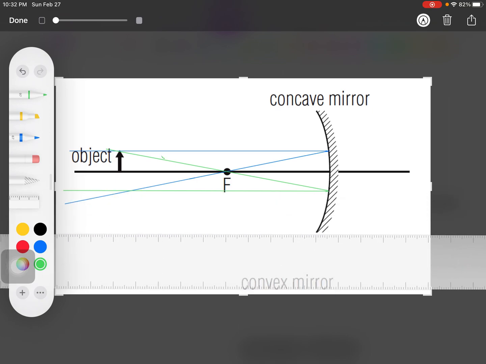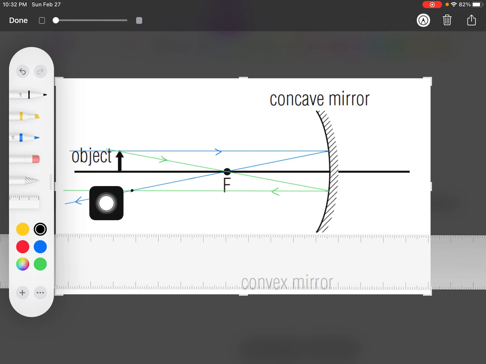So we have our incident ray coming in, the reflected ray coming out, and then also for the first one, incident ray, reflected ray. So the point where the reflected rays intersect is going to be where the top of the image is, and the bottom is always going to be at the principal axis. So we can see for the object, the bottom is at the principal axis, and then the top is where the incident rays intersect.